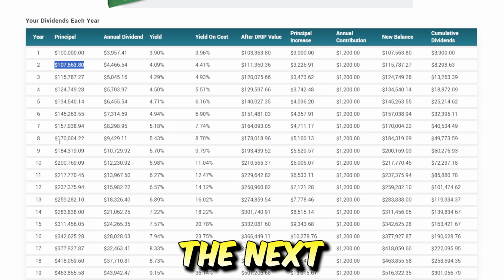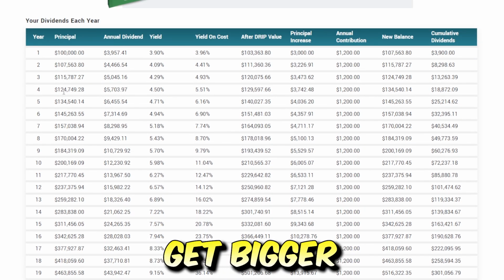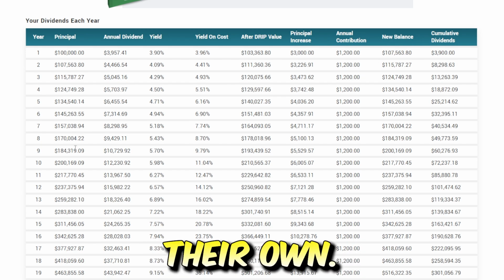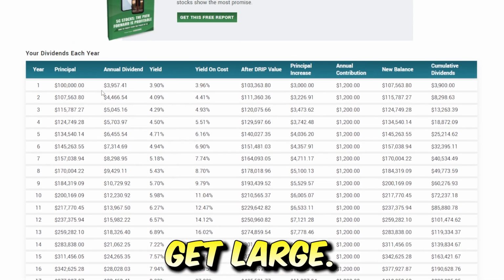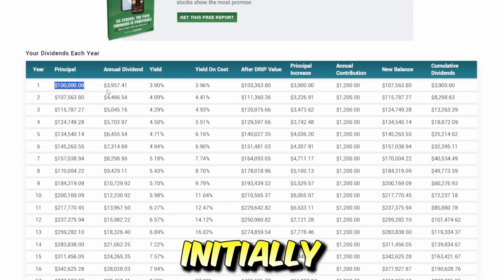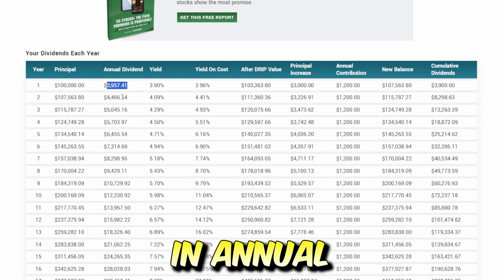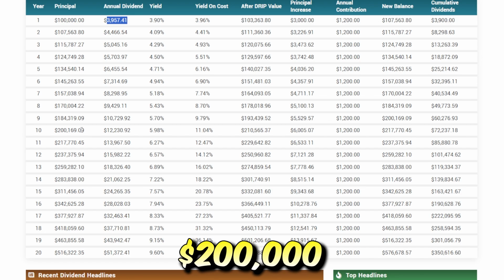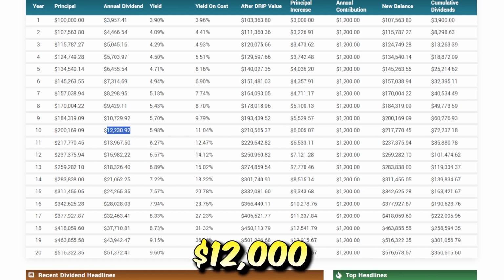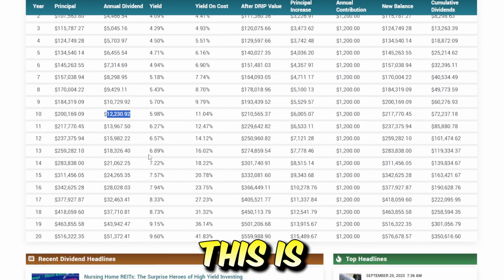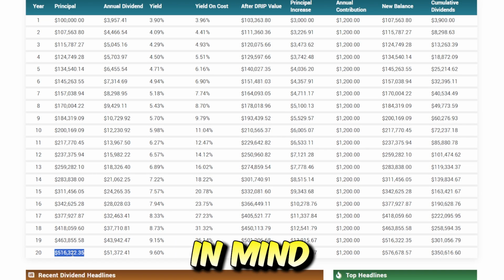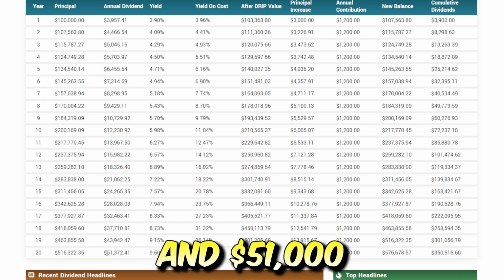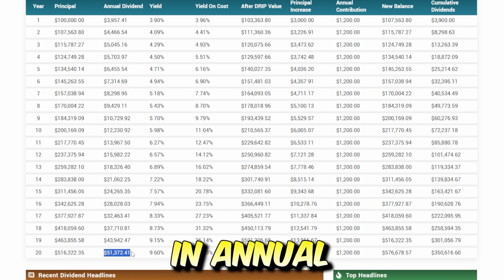So as you go through the next 20 years or so, you're going to see the numbers get bigger and bigger, and as the numbers get larger, they start to just really have a mind of their own, and they just really get large. You can see that a $100,000 principal initially, with $3,900 in annual dividends, quickly turns into big money. By year number 10, $200,000 invested and over $12,000 in dividends, just 10 years in. And this is just off of $100,000 invested, keep in mind. Now, 20 years in, all the way at the bottom, $516,000 and $51,000 plus in annual dividends.